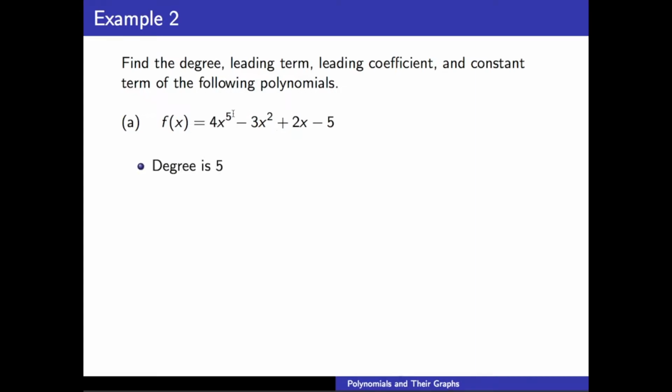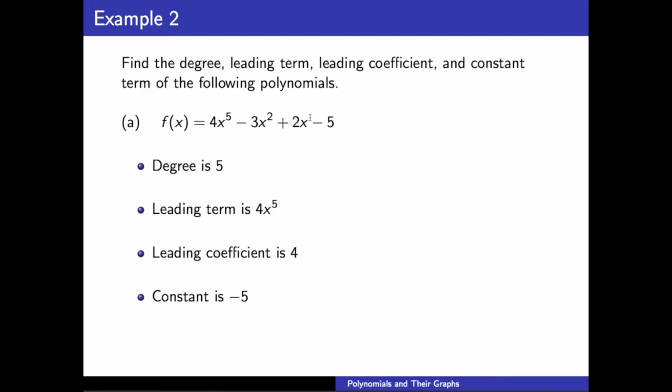Our degree is 5 because it's the highest power of x that we have. Our leading term is 4x to the 5th. It's the term that has that highest power of x. The leading coefficient for that leading term is 4. And then our constant term that does not have a variable is negative 5.